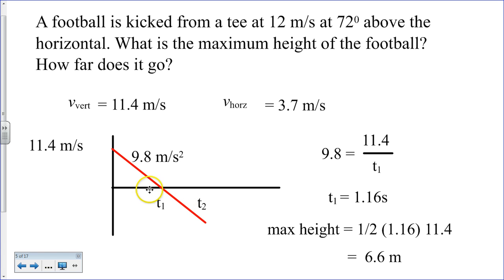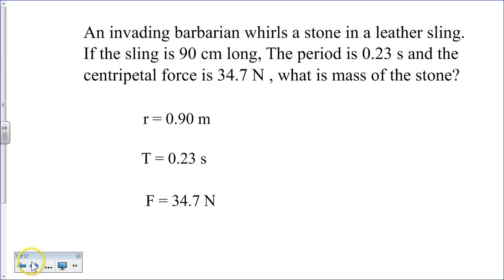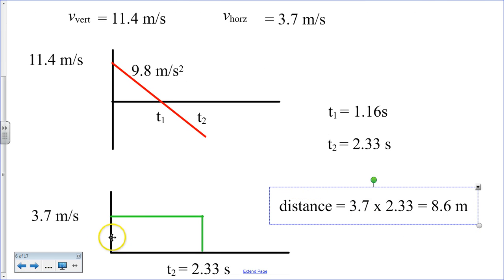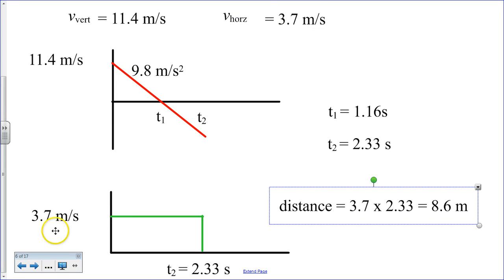If we want to figure out the maximum height, one half base times height gives us a height inside this area here of 6.6 meters. Again, we want to know how far it travels in the whole distance, so now we need T2, which is when it hits the ground again. So we're going to use this square graph down here. We figured out earlier that the horizontal velocity was 3.7 meters per second. It did that for 2.33 seconds. Multiply base times height, and we get 8.6 meters.